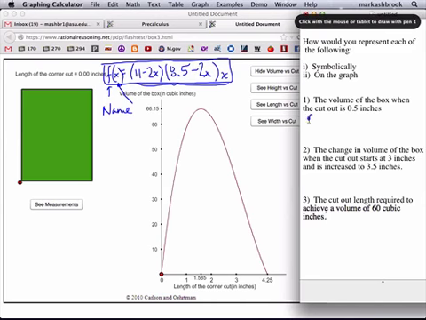F of 0.5. Yeah, we could put it in the rule too, but we don't need to. That's enough. That right there is the volume of the box when the cutout is 0.5. That's what that means. Okay, how do we represent it on the graph?